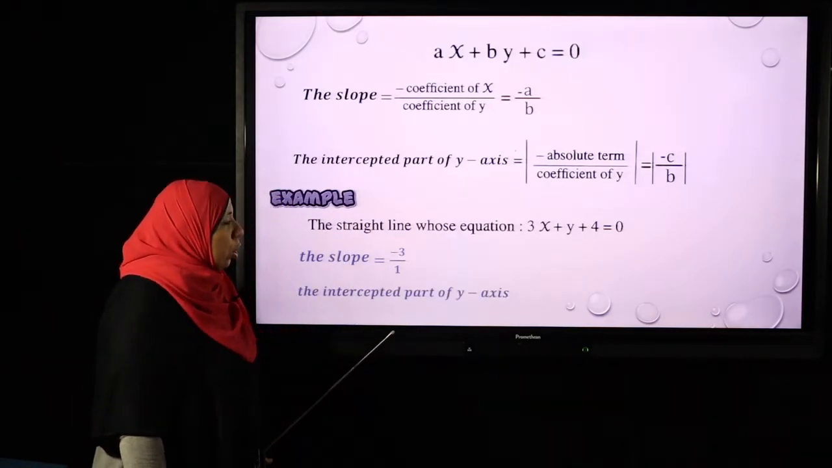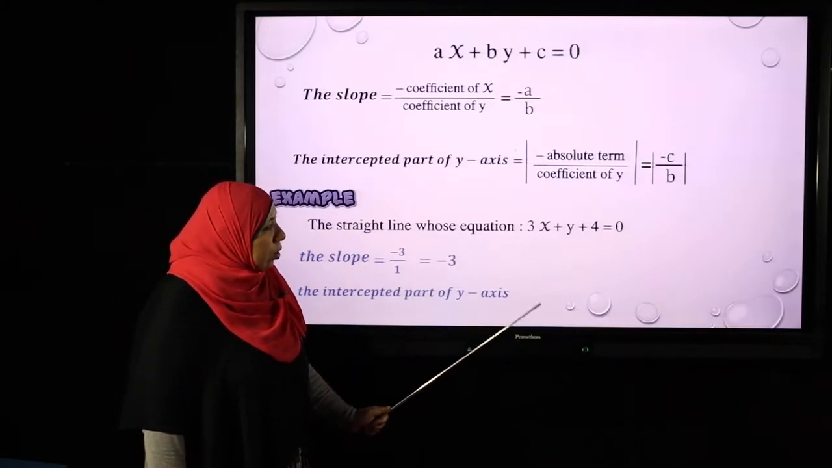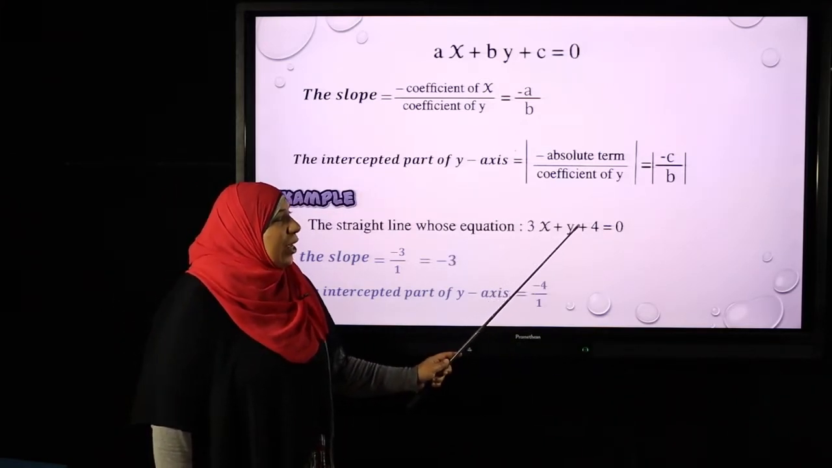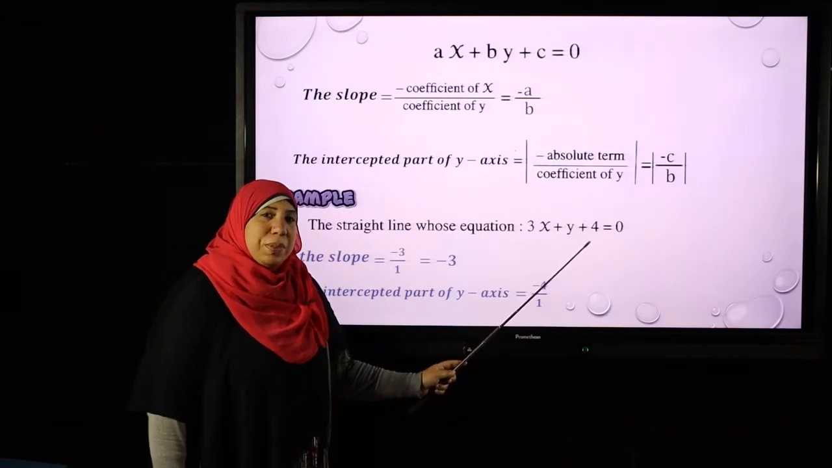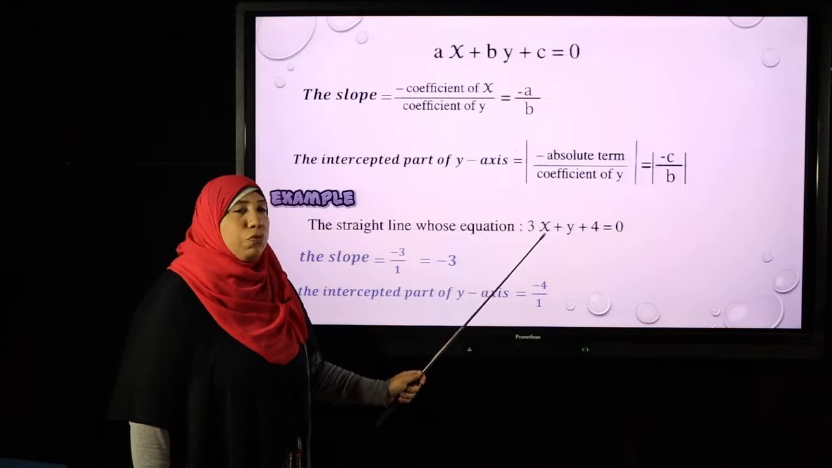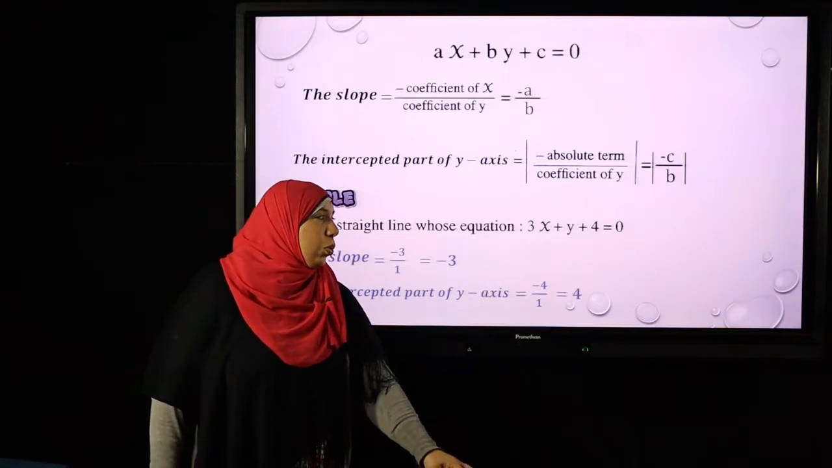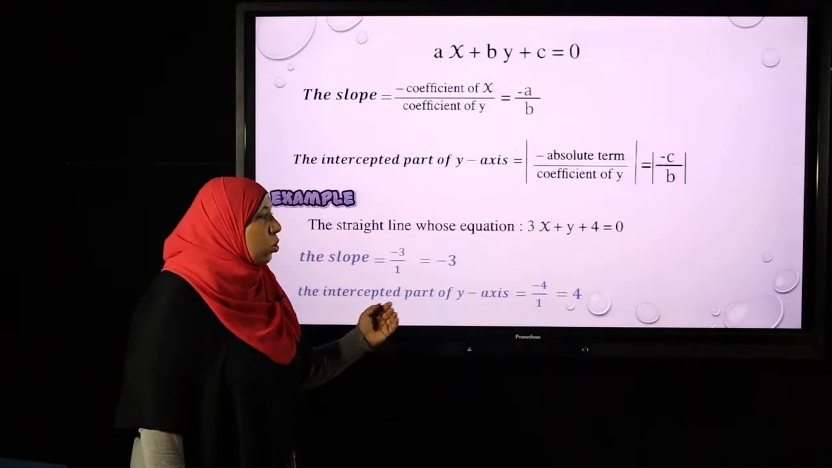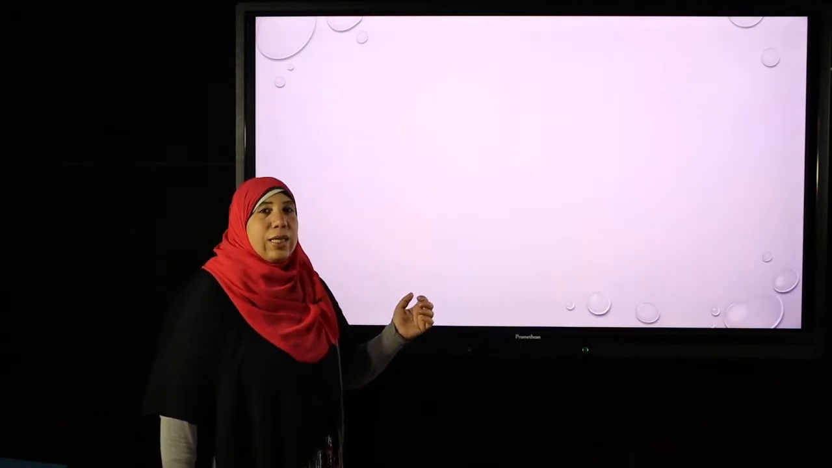The intercepted part of y is negative the absolute term. The absolute term here is the term without x or y, over the coefficient of y as it is, 1, which equals negative 4. And because we use the absolute value, I will say that it equals 4.